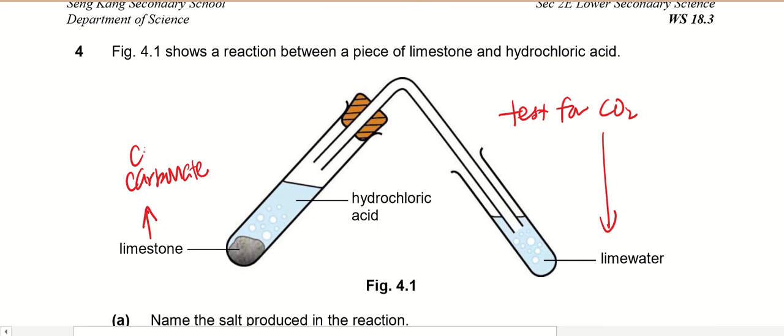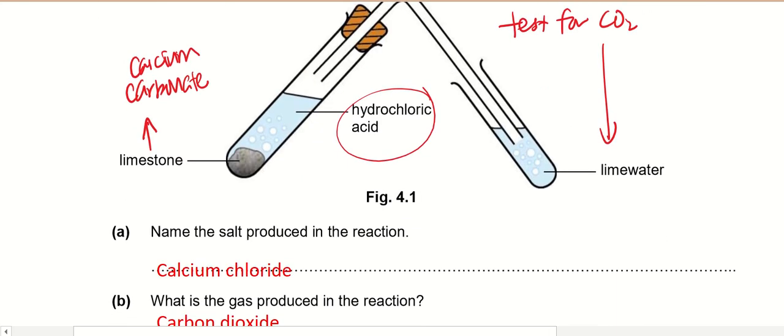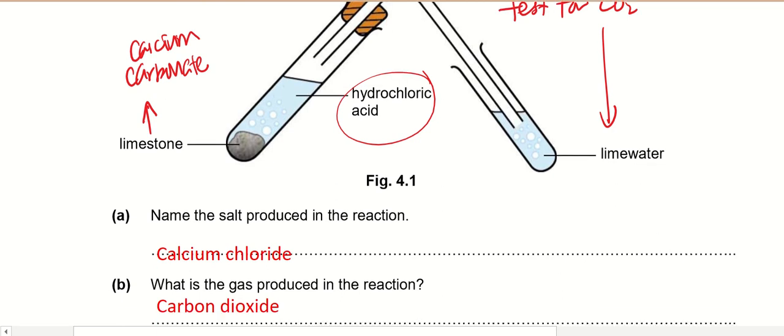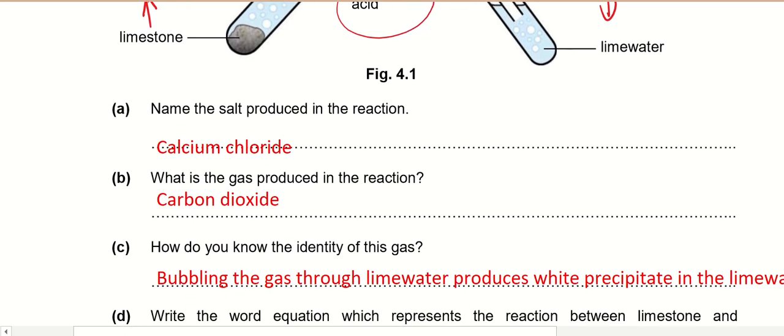In particular, calcium carbonate. Right. And we are reacting it with hydrochloric acid. Calcium carbonate plus hydrochloric acid. Okay, so move on. What is the name of the salt produced in the reaction? This one is quite simple. You take the metal from the carbonate, so calcium. The second half of the name, because of hydrochloric acid, is a chloride. So calcium chloride. Pretty simple.